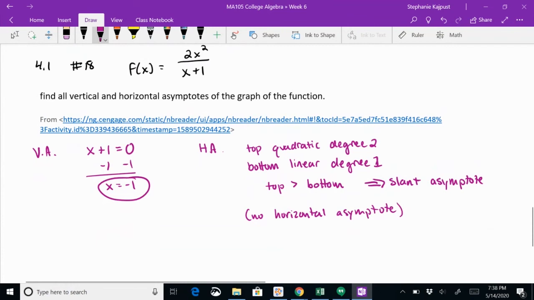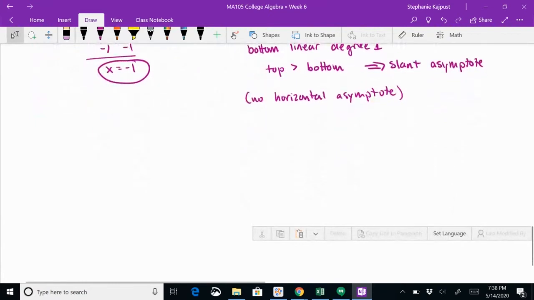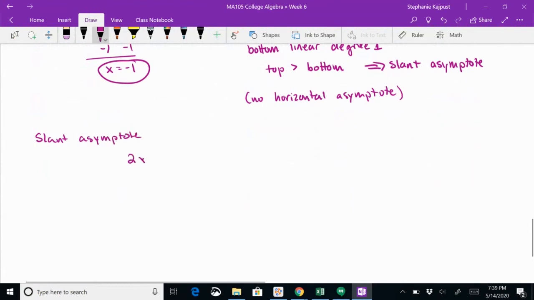I'm going to do it with long division, even though in this case we can use synthetic division, just because it's good to get more practice with long division so that if you have another situation where you have to use it, you at least have a refresher on the steps. So for the slant asymptote, we're taking 2x squared and dividing it by x plus 1. Actually, I'm going to have to give myself some more room here.